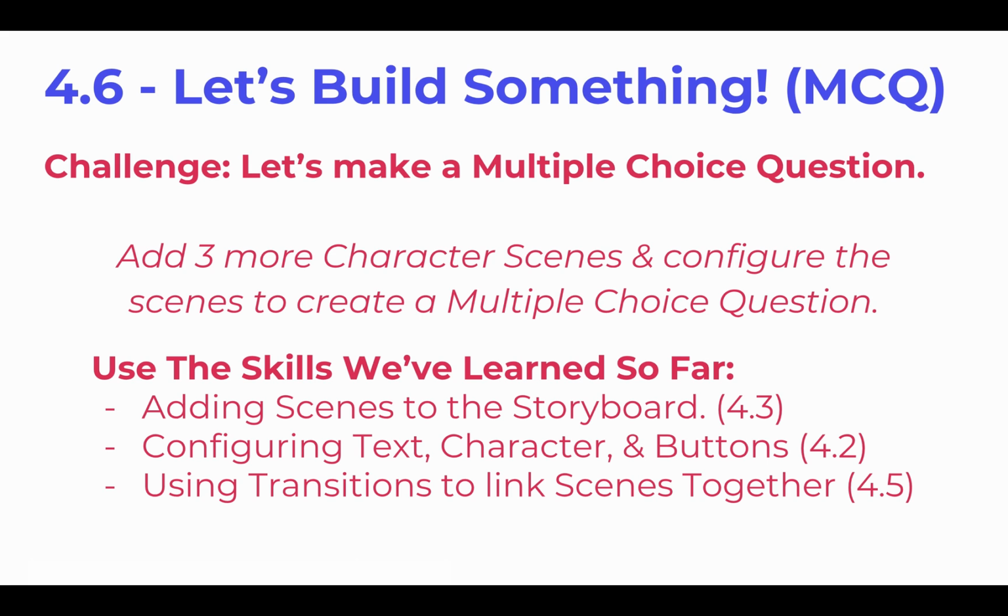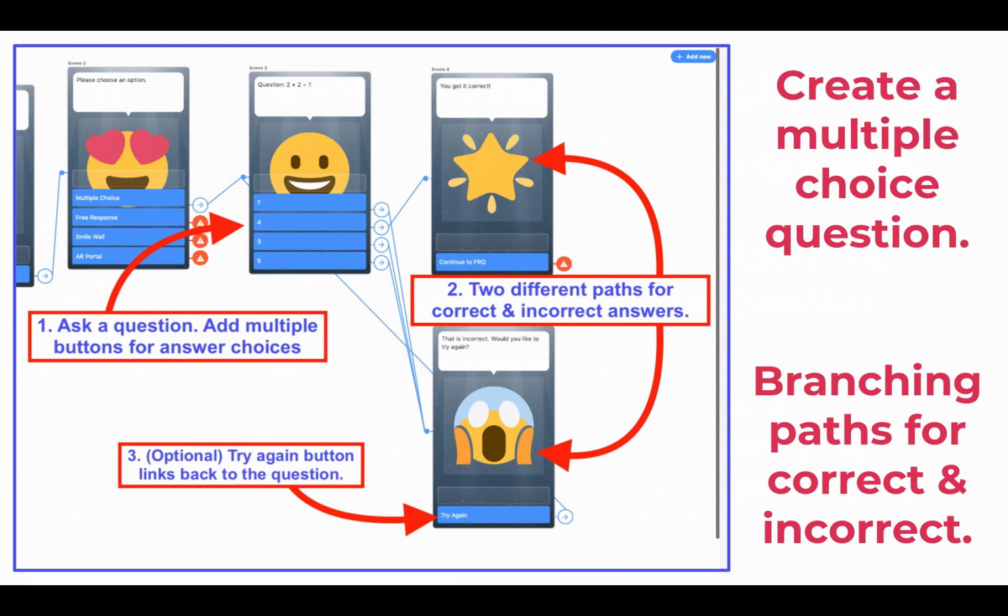Alright, how did you do? I hope it was pretty easy. Let's take a look at the next slide. So here is the basic configuration of how we're going to be building this. We're going to add a scene that asks a question and has multiple buttons for answer choices. We're going to add a scene for the correct answer and a scene for the incorrect answer. And then for each button, we're going to link the correct answer to the correct scene and the 3 incorrect answers to the incorrect scene.